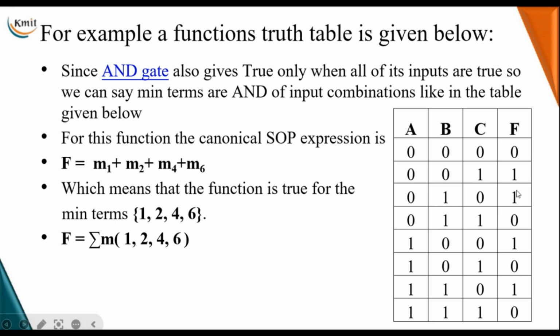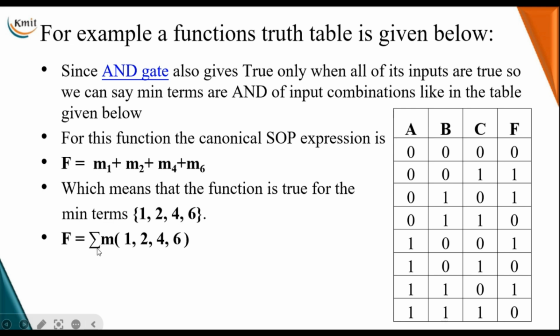Now we found another one for 010, which is also one of the minterms, M2. Next, M4's functional value is also 1, and M6's functional value is also 1. Hence the function has 4 minterms: the addition of minterms, or the summation of product terms.